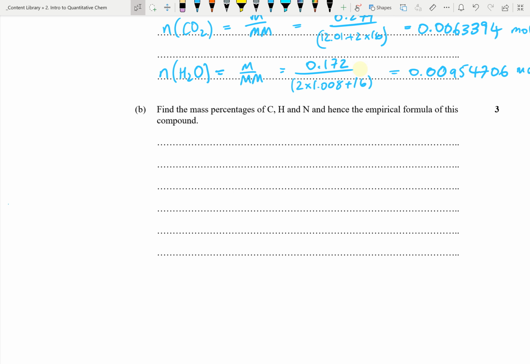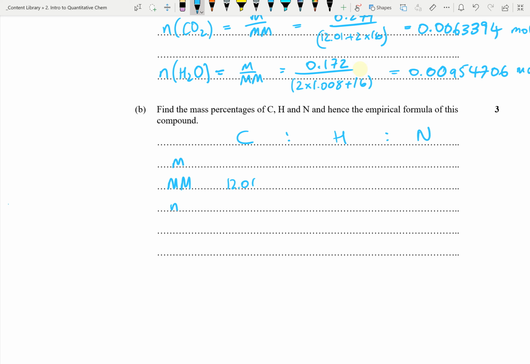So they want us to find the mass percentages of carbon, hydrogen, and nitrogen, hence the empirical formula. Normally I'd approach this by needing the ratio of carbon to hydrogen to nitrogen. I need to know its mass, its molar mass, its moles, and then I divide by the lowest moles, and that gives me the lowest ratio they come together in, which is the empirical formula.